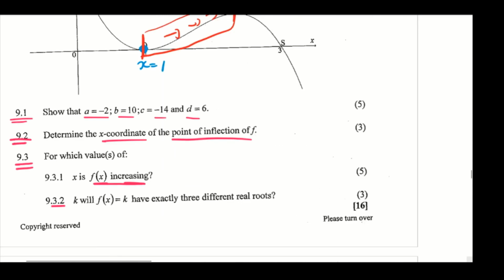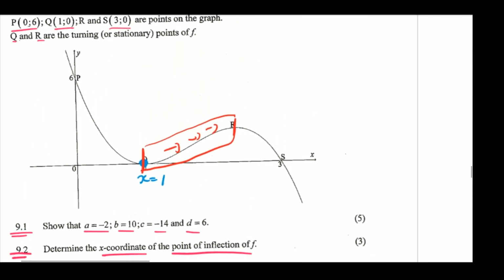So now we're going to do 9.3.2. It says we must find the values of k when f of x equals k has exactly 3 real roots, right? So how do we find this? We go back to our graph, and we want to identify the values of k when the roots of y are 3, right?